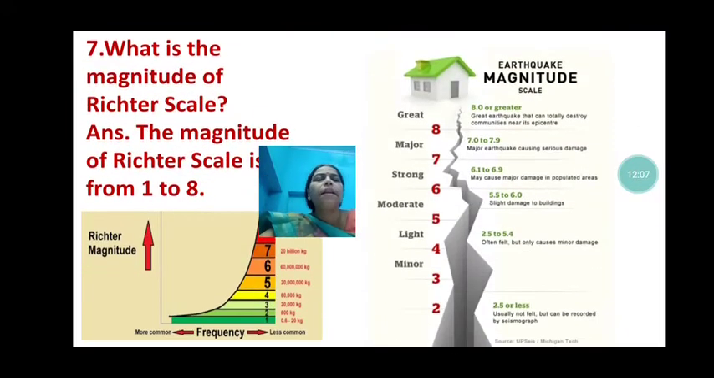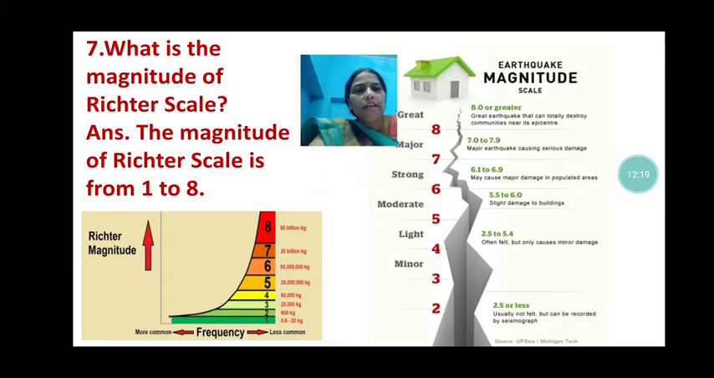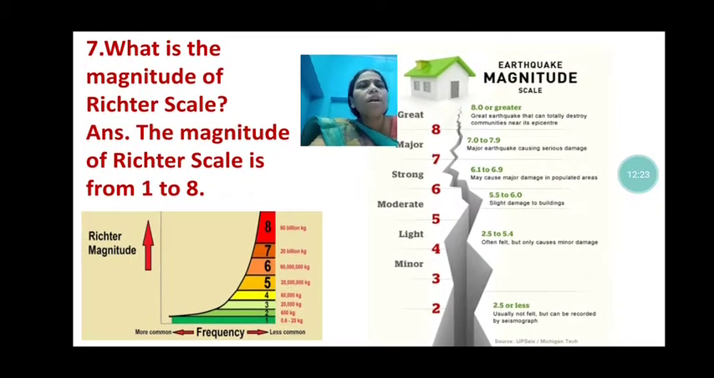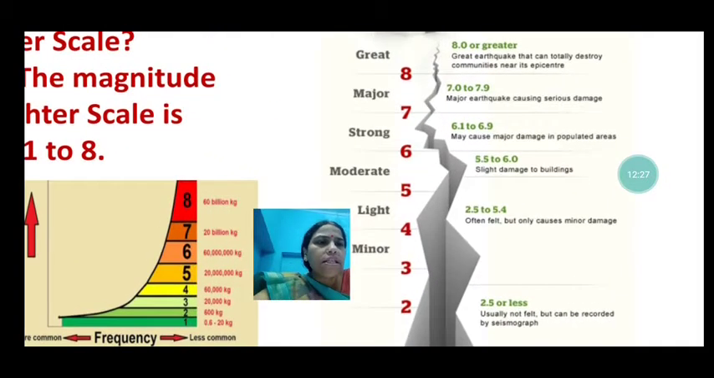Now the next one. What is the magnitude of the Richter scale? The magnitude of the Richter scale is from 1 to 8. So from 1 to 8, you can see the magnitude of the Richter scale. Let us understand how dangerous it is.